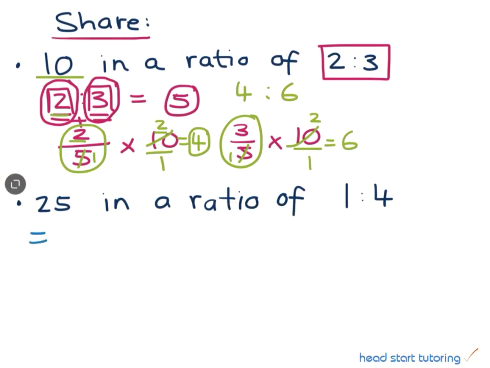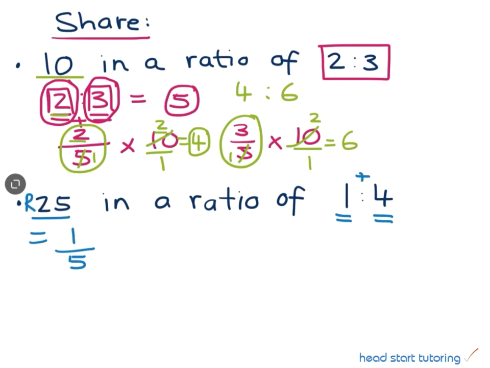If we would like to share 25 in a ratio of 1 to 4, let's call this 25 Rand so that we can relate to it a bit more practically. So if I would like to share 25 Rand in a ratio of 1 to 4, so for every 1 Rand that I get, you will get 4 Rand. Right, so what we do is we add our 2 parts together. So we add our 1 and our 4, and again we end up with 5 parts altogether.